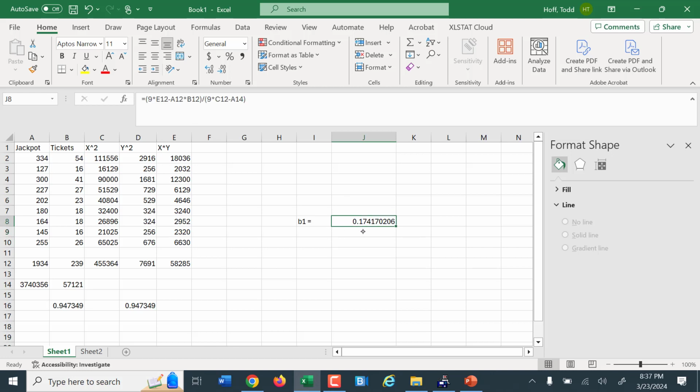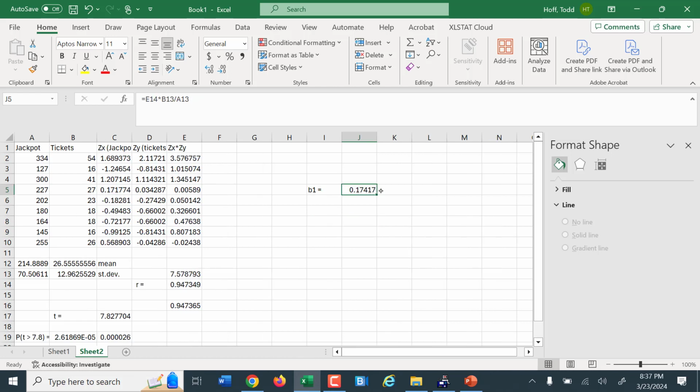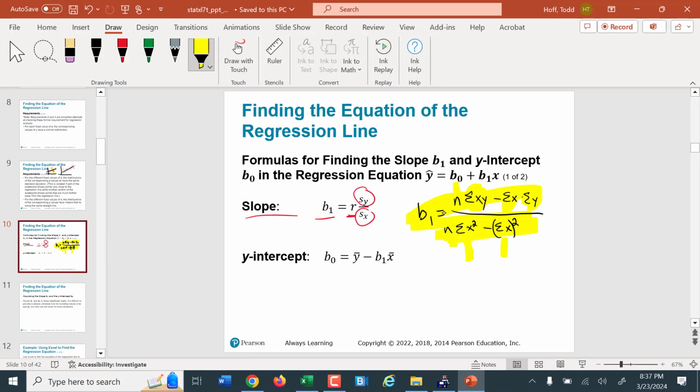We get 0.17417, exactly what we found here using the standard deviations of x and y and the correlation coefficient. It's a little bit more complicated, but that is an alternative formula that you can use. Now, the value of B0 uses the mean value of y and the mean value of x. It's the mean value of y minus B1 times the mean value of x.